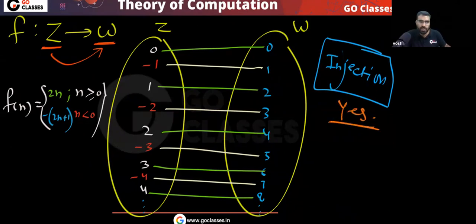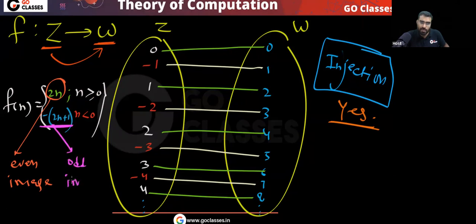Can you notice one thing? Will they ever overlap? Let me know. These two, will they overlap? See, this will give you an even image, and this will give you an odd image. So they will never overlap. Can you notice? They will never overlap.